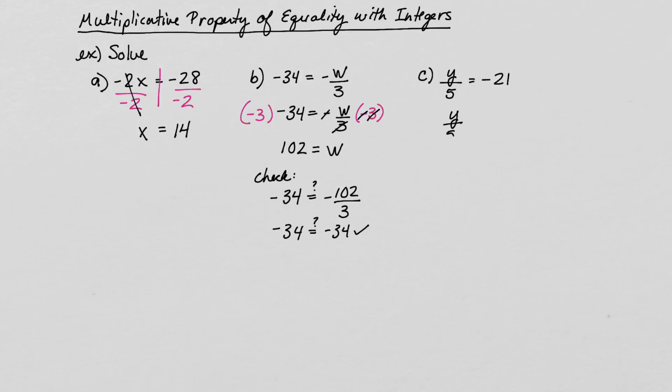I'm going to rewrite it just so that I have the room. You don't have to do that. I'm going to multiply this side by 5, which means I'm also going to multiply this side by 5. On the left-hand side, the 5's cancel, and we're left with y. On the right-hand side, I have negative 21 times 5, which would give me a negative 105. Again, the key to solving these equations is to really just see what is happening with the variable and then do the opposite operation.